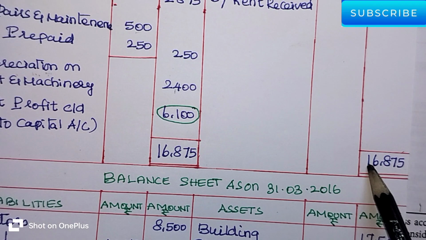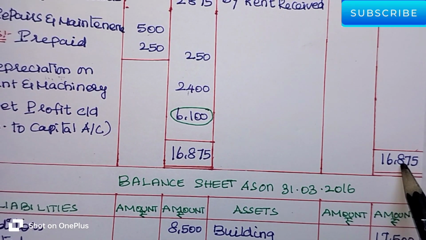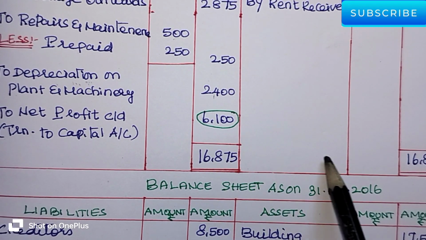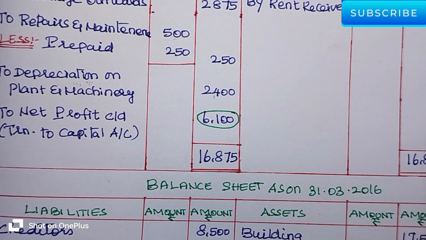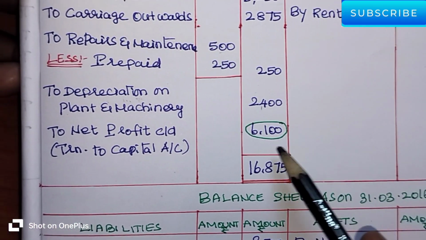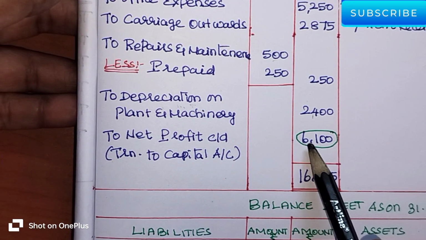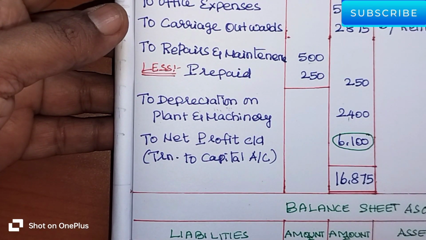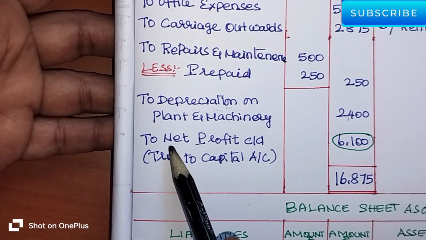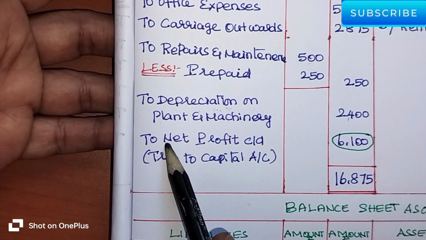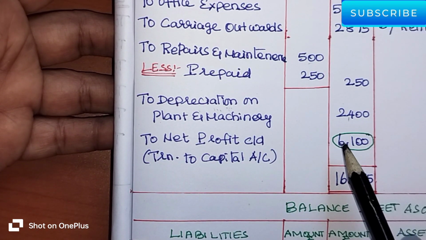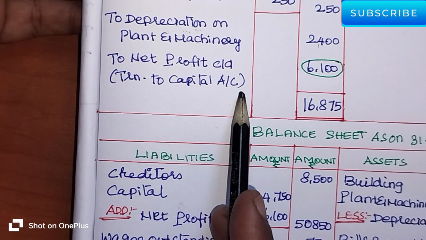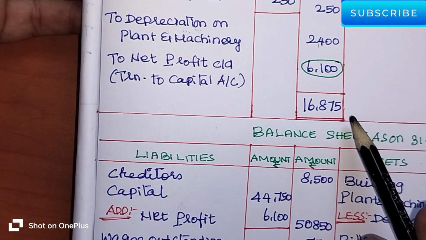We consider that 16,875 higher value as the total. We have to enter it on both the debit and credit side, on the same horizontal line. If the credit side has the total, then on the debit side we get the difference value, 6,100, which is the net profit. So the net profit amount is 6,100 rupees. Then that net profit is transferred into the capital account. So we prepared the trading and profit and loss account.